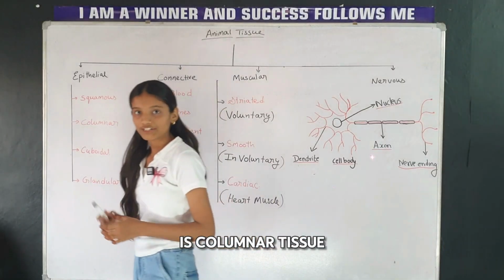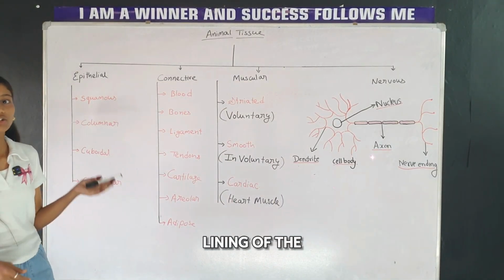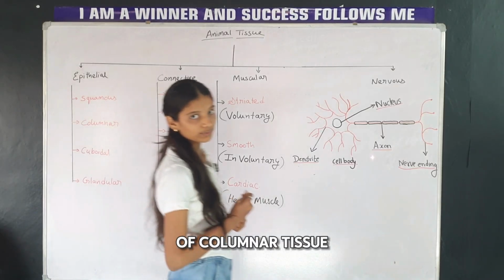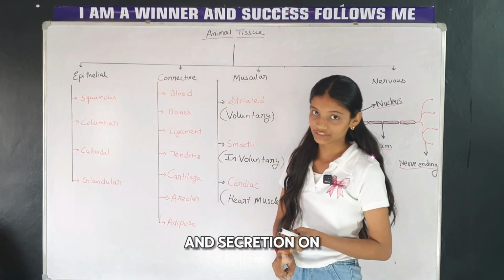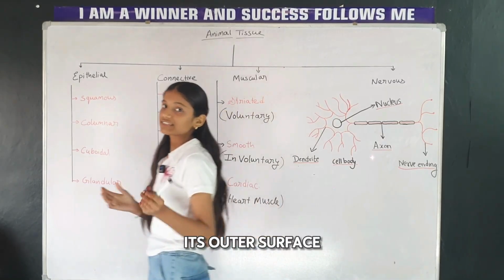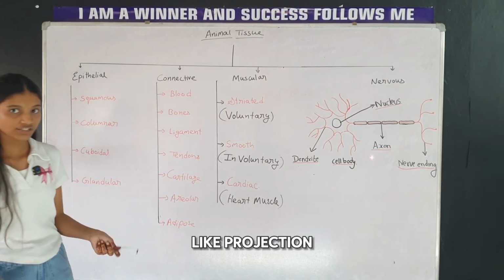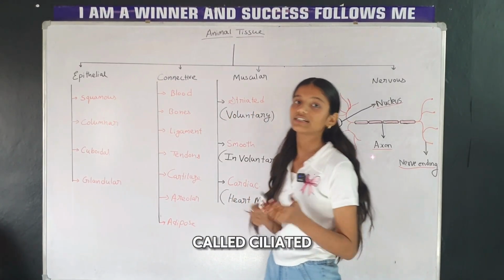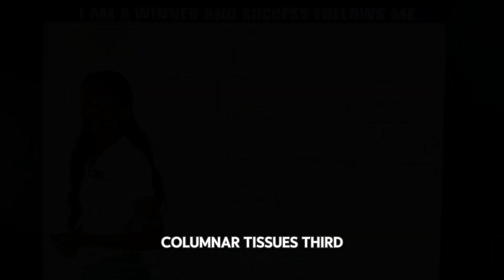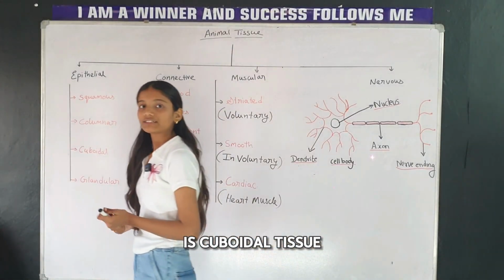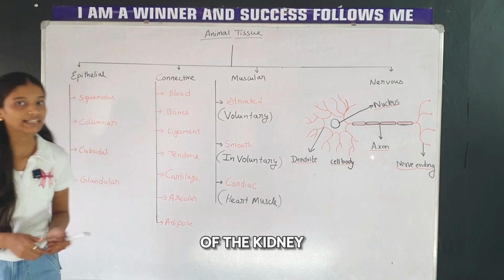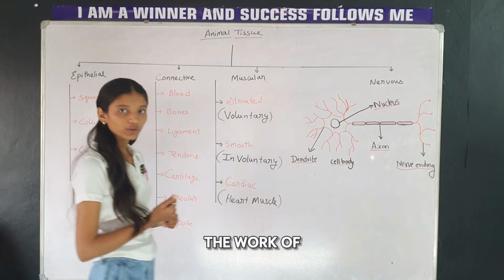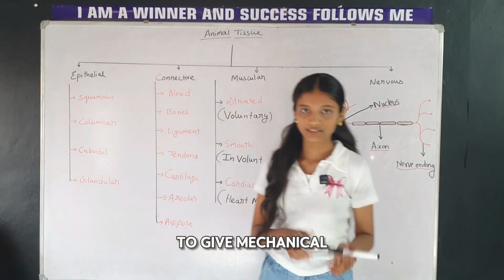Second is columnar tissue. They are found in the inner lining of the intestine and the work of columnar tissue is absorption and secretion. On its outer surface there are cilia which are hair-like projections. They help in pushing mucus and these types of tissues are called ciliated columnar tissues. Third is cuboidal tissue. They are found in the lining of the kidney and salivary glands. The work of cuboidal tissue is to give mechanical support.